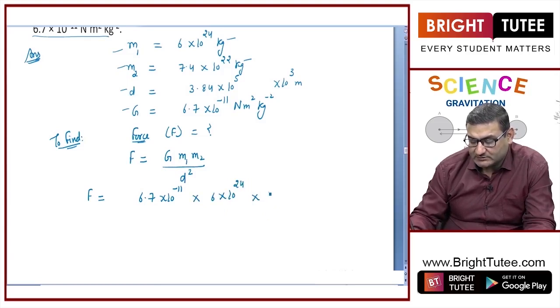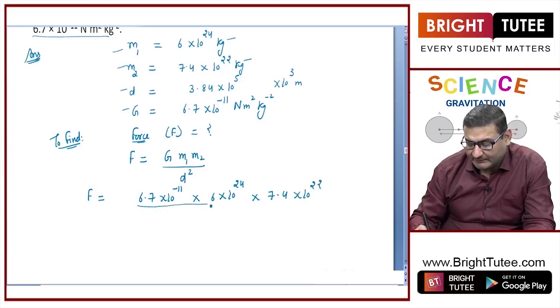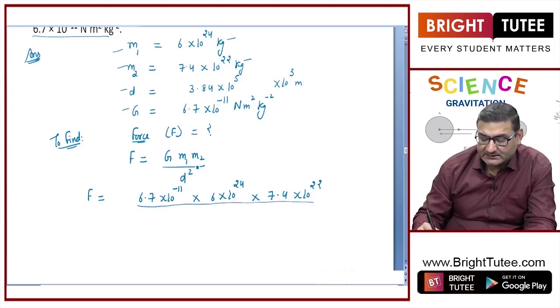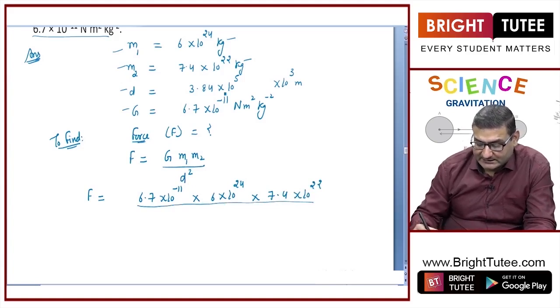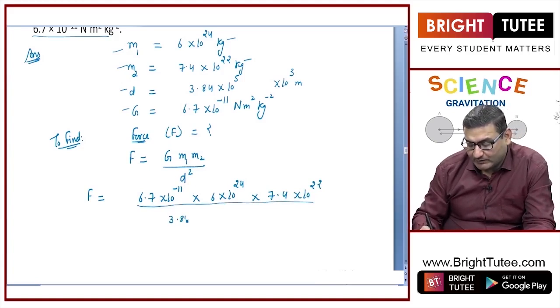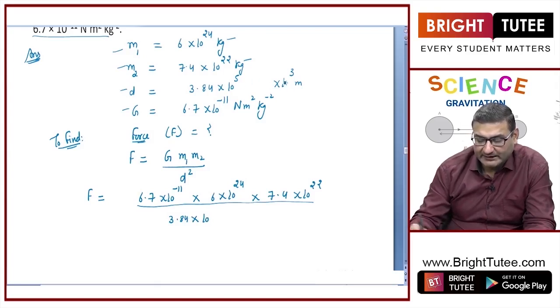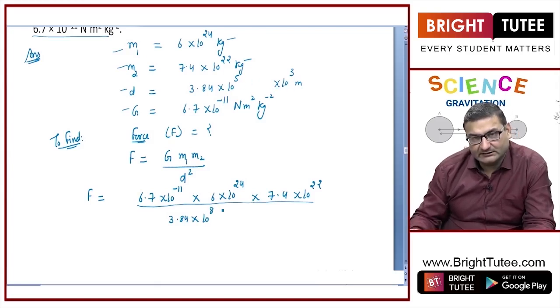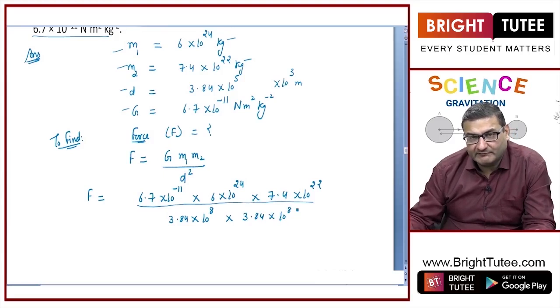and the mass of the moon is given to be say 7.4 into 10 to the power 22, divided by the distance squared. So, the distance is actually 3.84 into 10 to the power 5 into 10 to the power 3, I can just take 10 to the power 8, combining them both, and because it is d square, making the square, I will once again write it multiplying by 3.84 into 10 to the power 8.